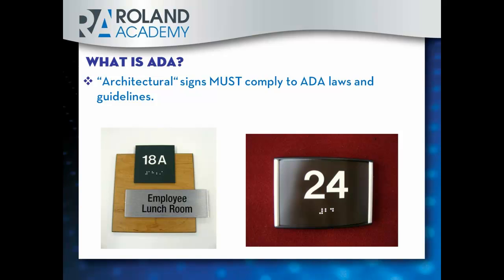Architectural signs. This is where the braille signs come into play. Now, architectural signage must comply with ADA guidelines. If the sign identifies a permanent room or space of a facility, which includes exits, directs or informs about functional spaces of the facility, or accessible features, it has to comply with the ADA laws and guidelines that are out there.